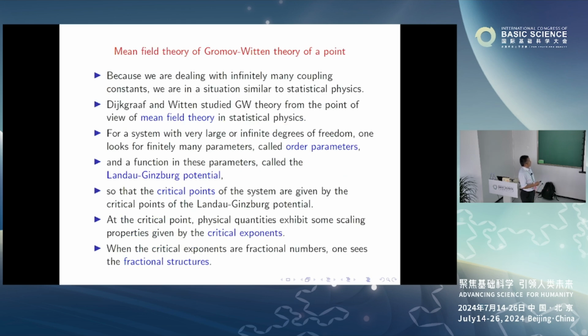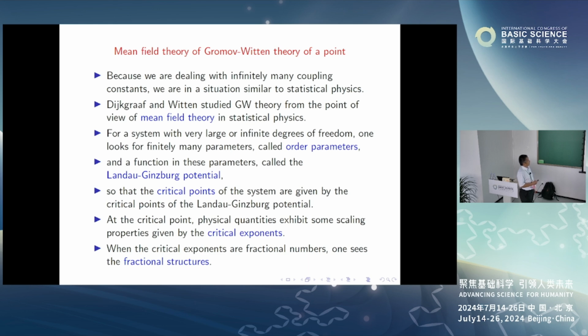But in mathematics, since we are dealing with infinitely many coupling constants, we are actually in a situation very similar to statistical physics. We can no longer, in the beginning, consider the convergence of the series and analytic properties of these formal power series. But in this situation, we are in a situation of a topological theory, and it has certain properties which enable us to get to something which is finite.